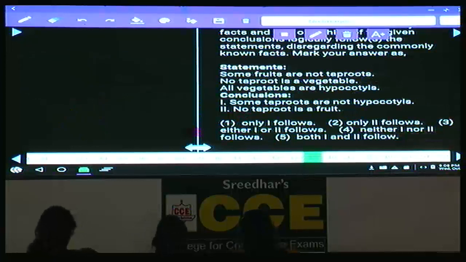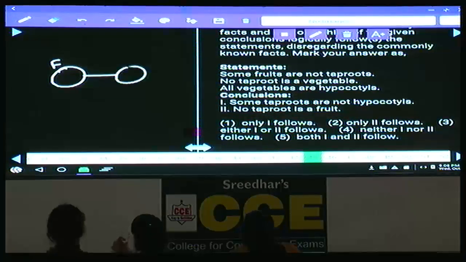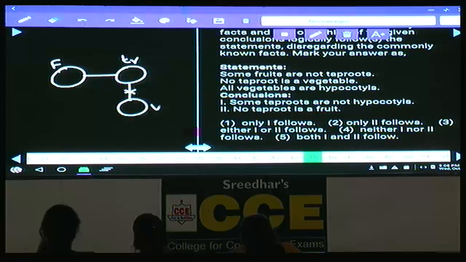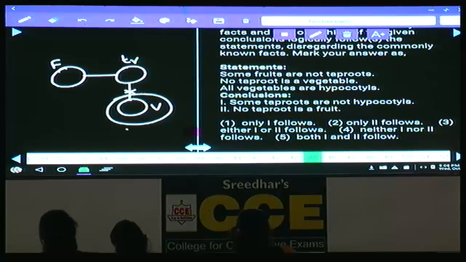Some fruits are not taproots. These are fruits, and these are taproots, not taproots. Then no taproot is a vegetable. Some fruits are not taproots, no taproot is a vegetable, all vegetables are hypocotyls. Now this is vegetable or hypocotyls.